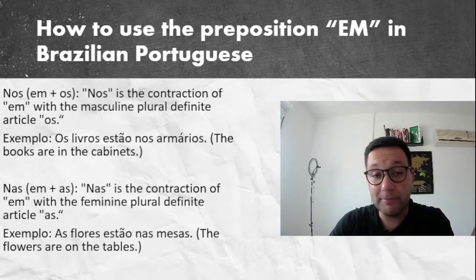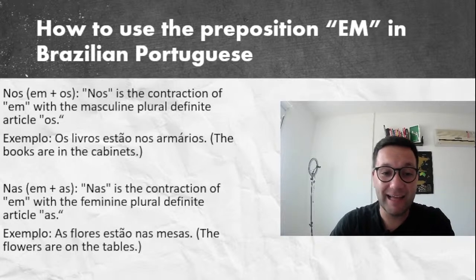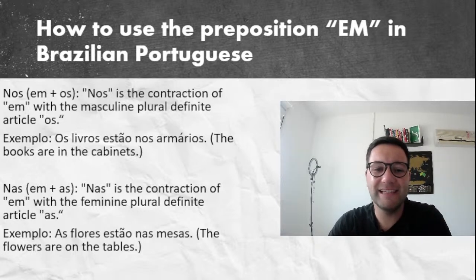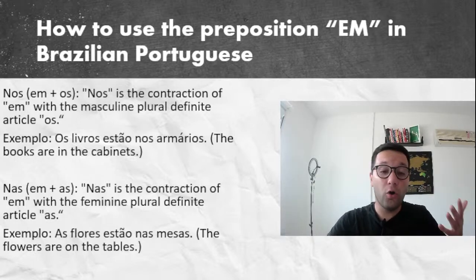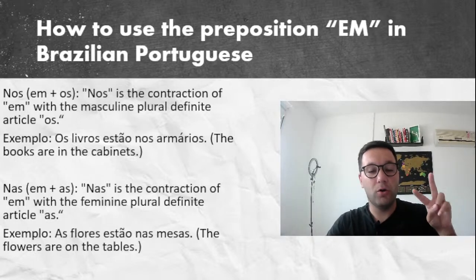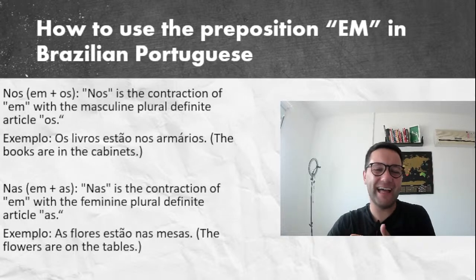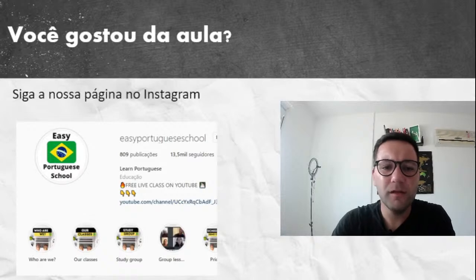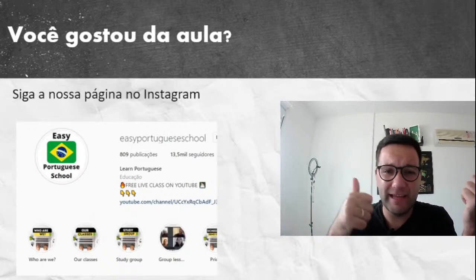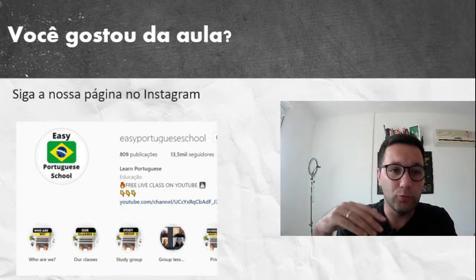And we have the feminine version, the plural, of course. Nas, em plus as, nas. As flores estão nas mesas. The flowers are on the tables. On the, we make a contraction. Nas, and it's plural. So, let me know if you understand the idea of how to use this em, no, and na, or the plural, nos, nas.